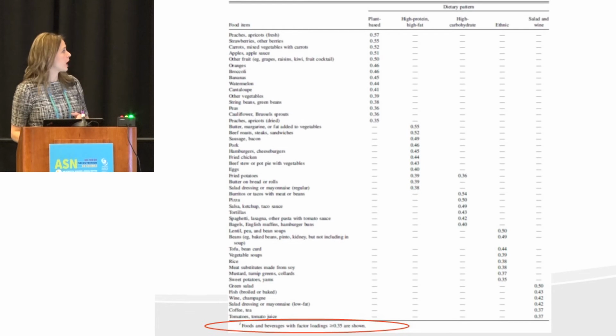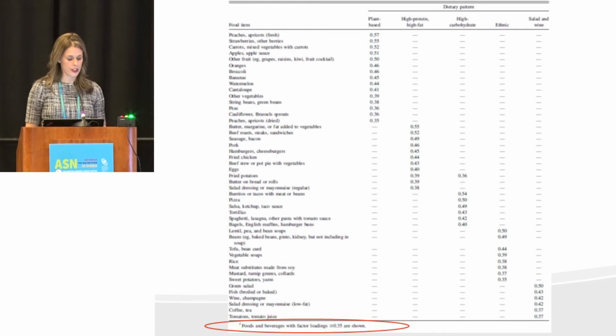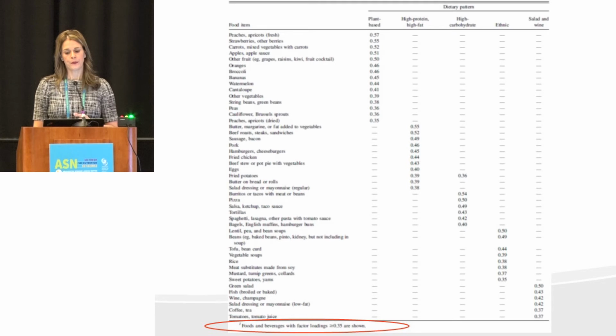So this slide is probably very hard to see, but I just wanted to point out a few things. One, I have circled at the bottom, foods and beverages with factor loadings greater than 0.35 are shown. So each researcher decides what is a meaningful cutoff for where a factor loading is important. So in this particular example, it's 0.35. Another researcher might use 0.2, 0.4. So that's important to consider.